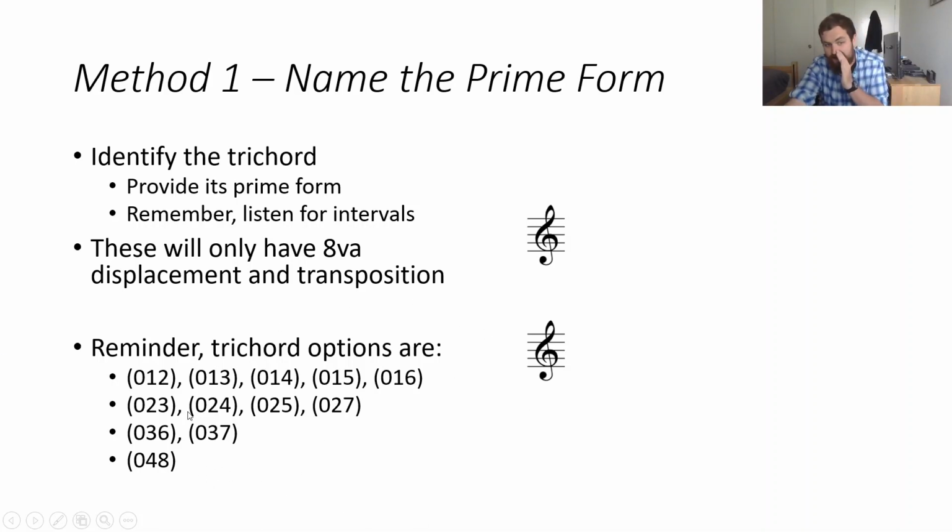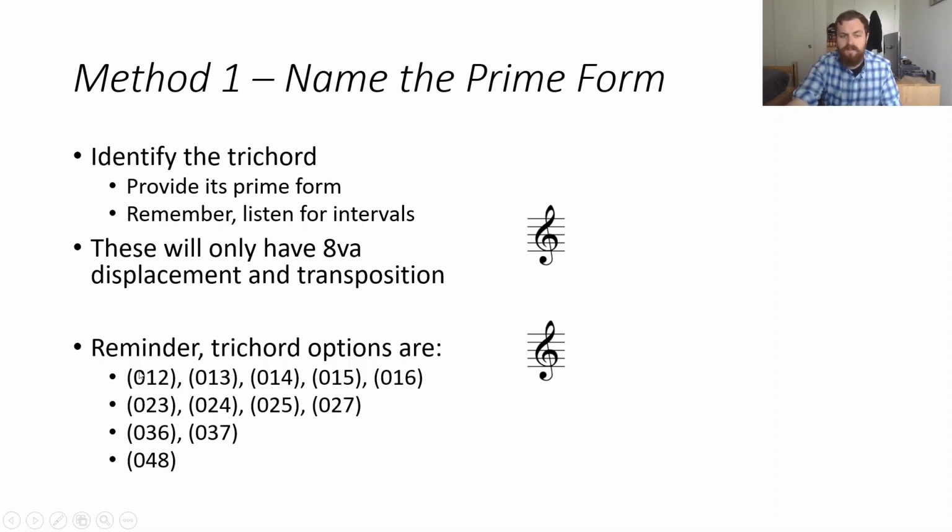As a hint, I'm really going to be giving you ones from these first two columns because these three are just triads. 036 is the diminished triad. 037 is the minor triad. 048 is the augmented triad. So I would not expect these three as much as these. So you've really only got 9 options to contend with. So not too bad, okay?